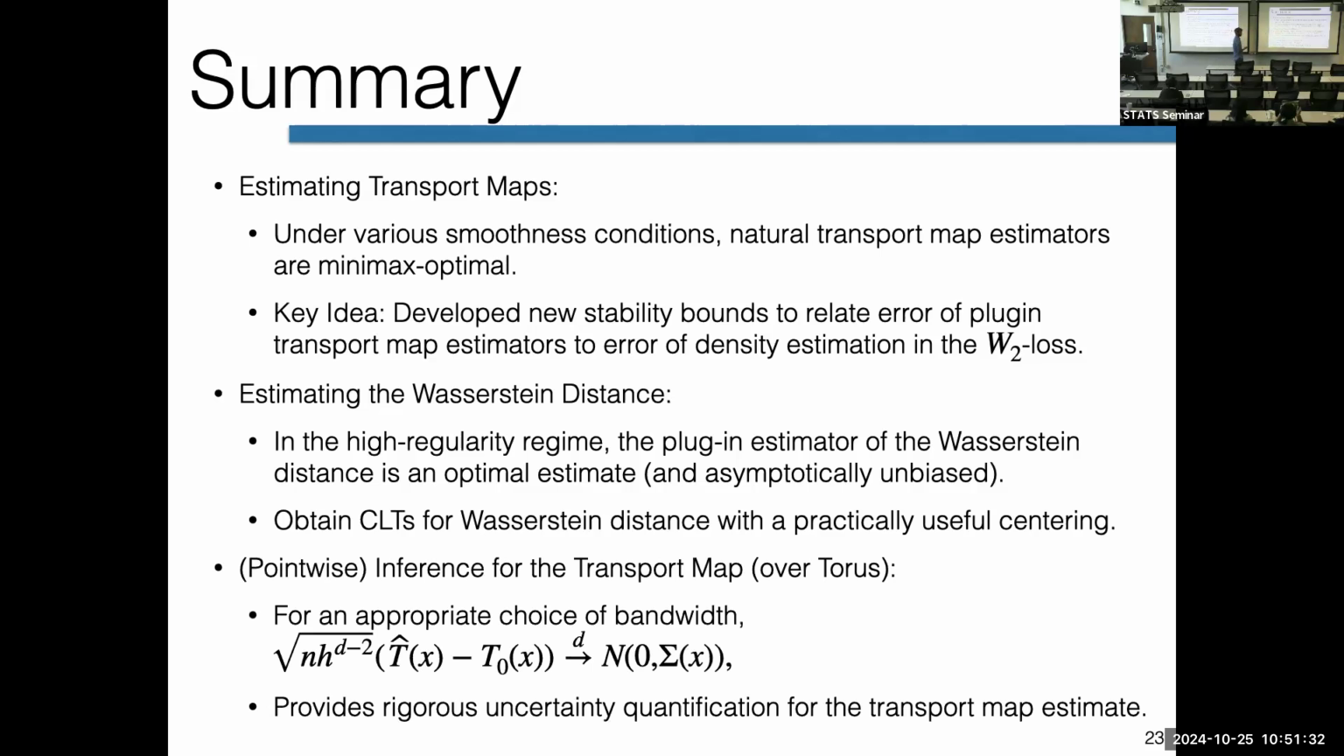And then finally, I told you very briefly about pointwise inference for the map. And here, importantly, everything's done over some weird domain, because it seems hard to get around most of these regularity conditions. But essentially what the result says is that you can characterize the fluctuations of t hat minus t0, at least at a fixed x. And you can say they look normal, provided you undersmooth in the right way.